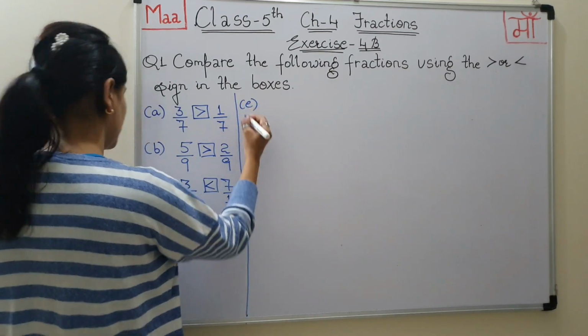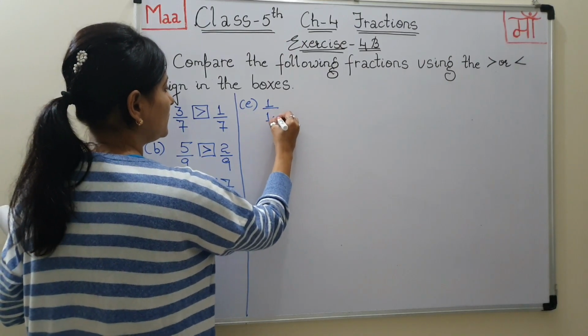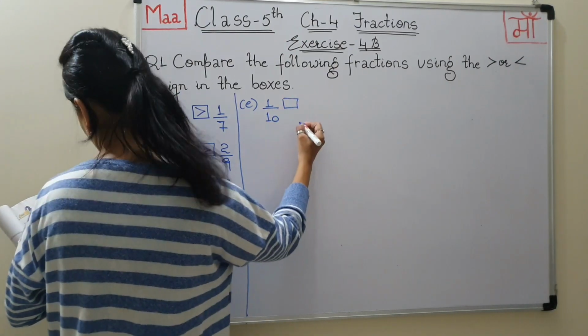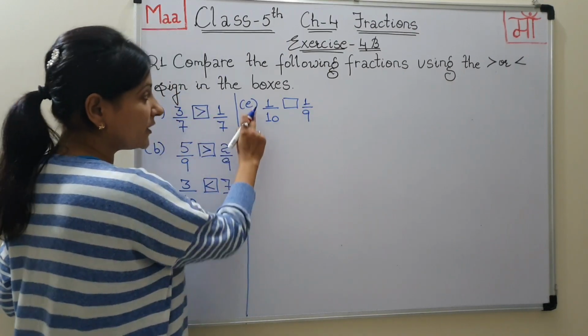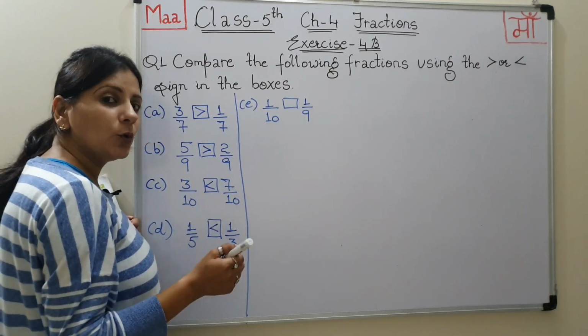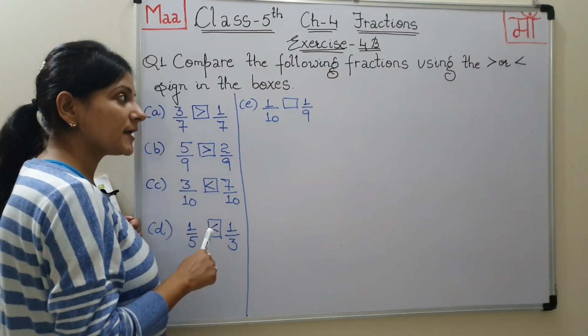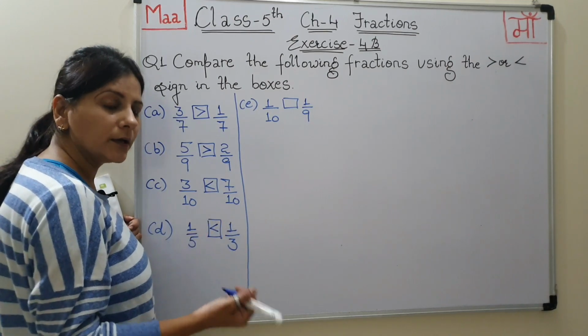Now E part. So in E part it is 1 upon 10, then one box is there, and then it is 1 upon 9. Again you can see students that the numerator is the same. Here 1 and 1. So I told you whenever numerators are the same, then in the denominator whichever value is smaller is actually greater.